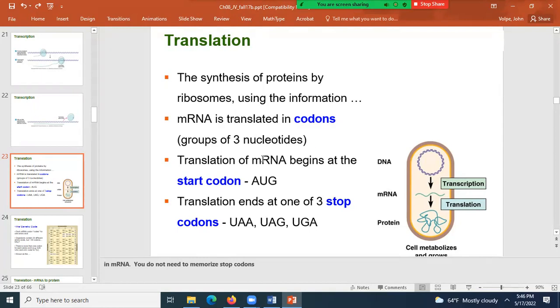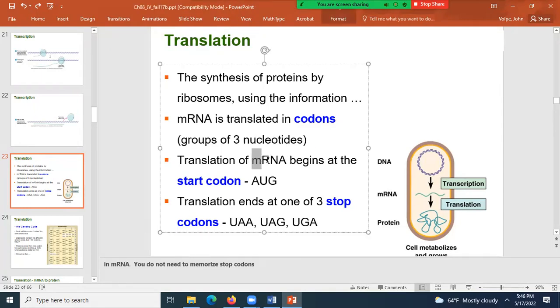Surprisingly, translation of messenger RNA does not start at the beginning of the messenger RNA. The ribosome has to move down the messenger RNA and will begin translation at the start codon, which is always AUG. So the ribosome will move down the messenger RNA until it reaches AUG. Once it reaches AUG, this codes to begin protein translation here.